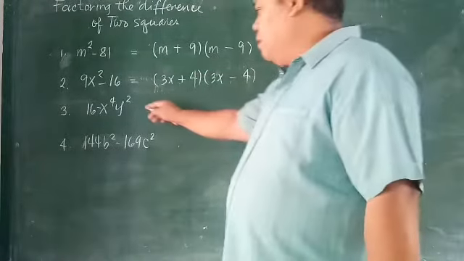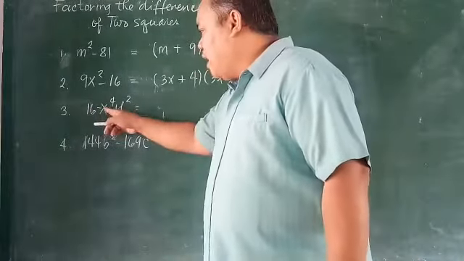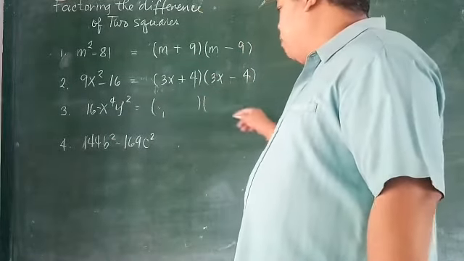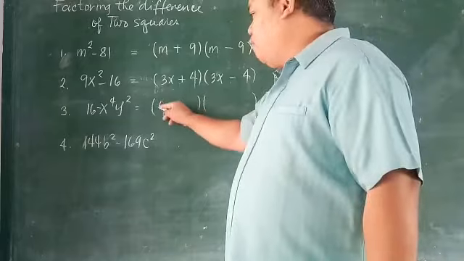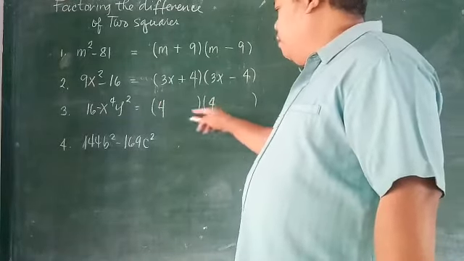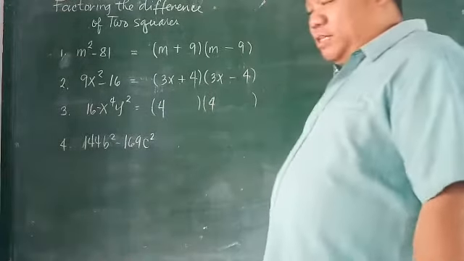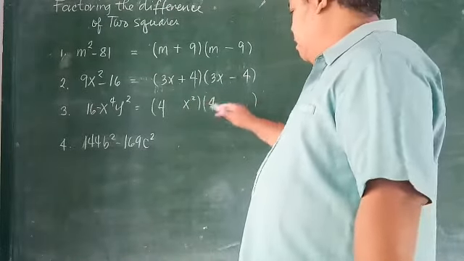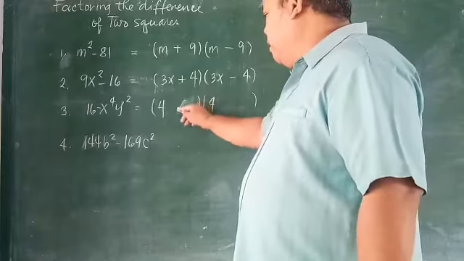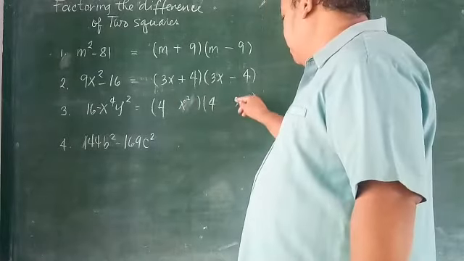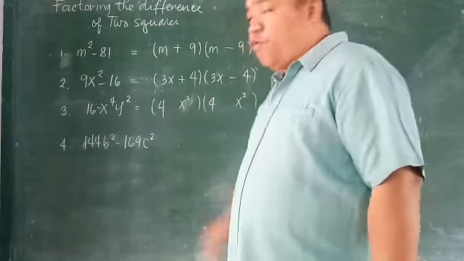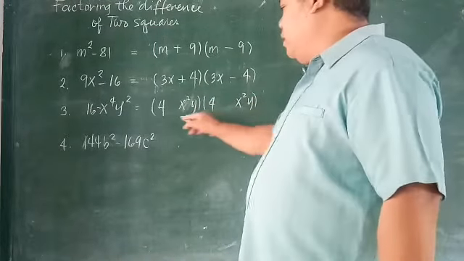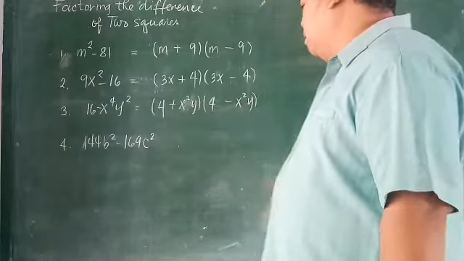And this one is 16 minus x to the 4th y squared. We know that 16 is a perfect square, so that's 4 and 4. What about x to the 4th? It is a perfect square, and it will give you x squared and x squared. What about y squared? Of course, it's a perfect square, which gives you y and y. This one's positive, the other one's negative.